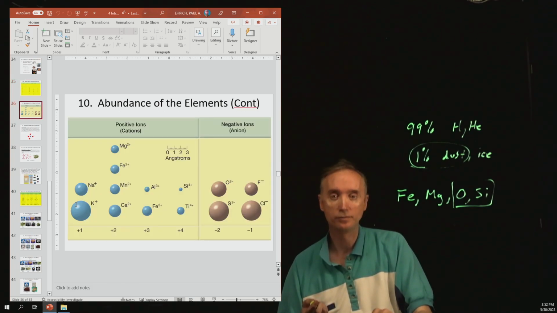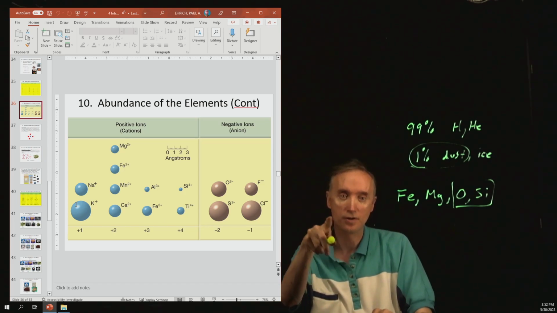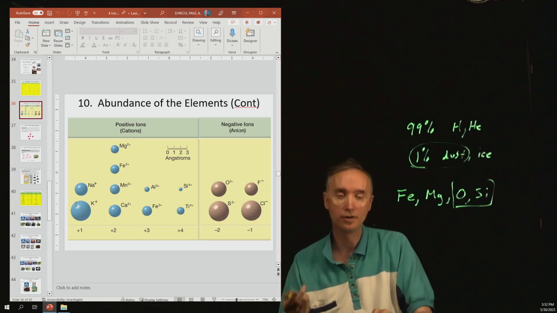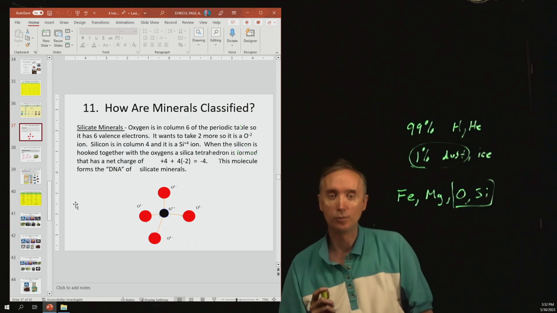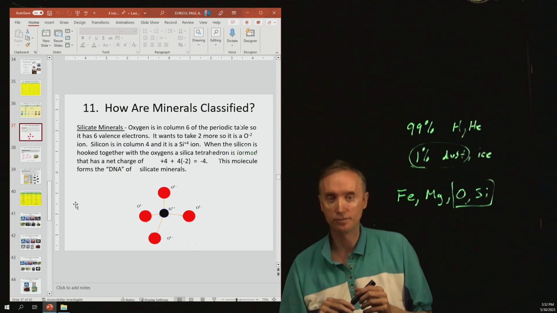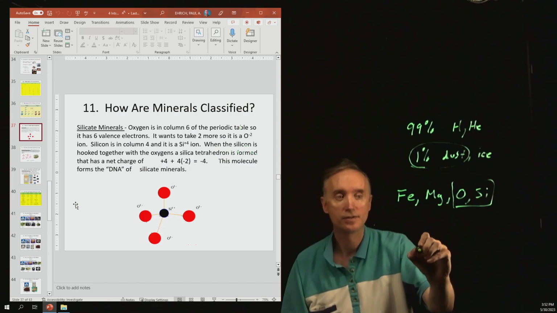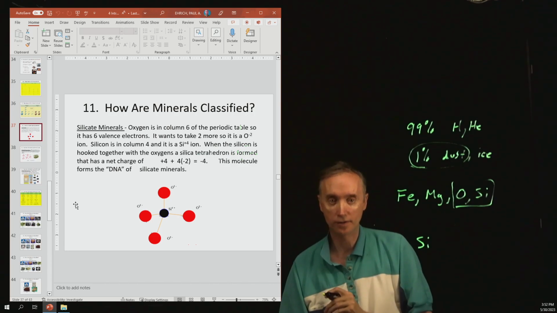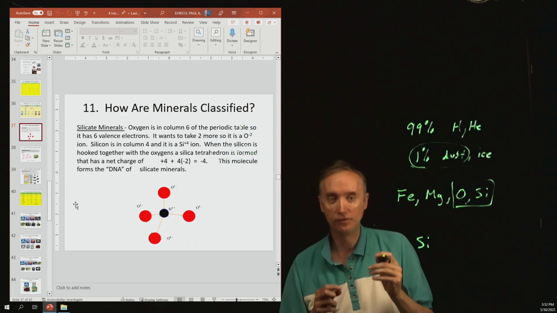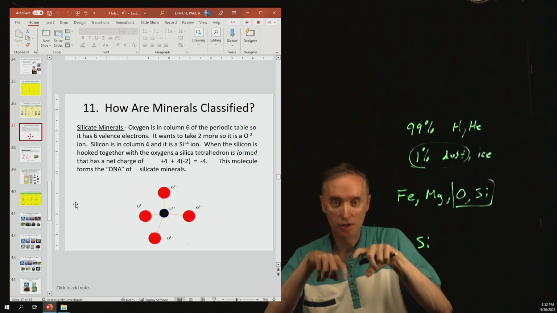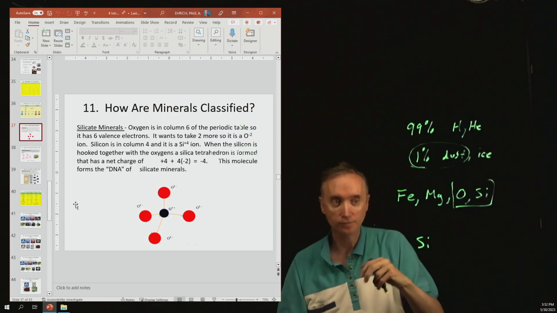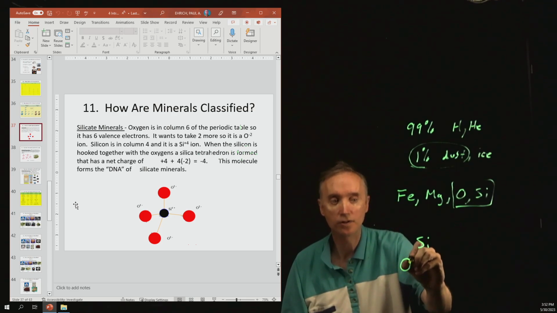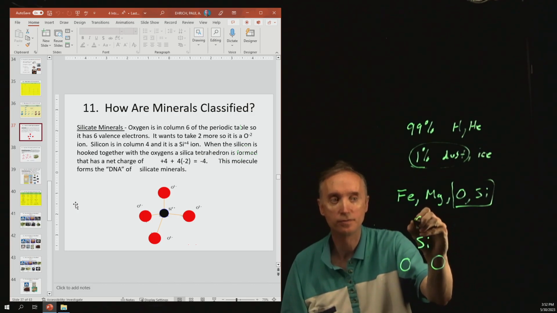So the question is why? So here's a picture showing the sizes of those other elements that make up the minerals inside the Earth. But we want to concentrate on the silicon and the oxygen. So let's look at the silicon. Silicon is going to be in column 4 of the periodic table. So that means it's got 4 outer electrons. It's got 4 hooks that it can use to hook onto other atoms with. Well, what it does is it hooks onto oxygens.